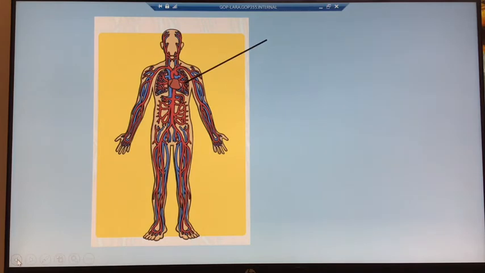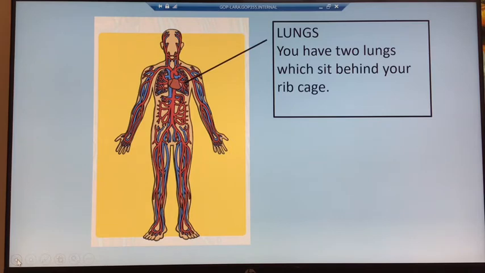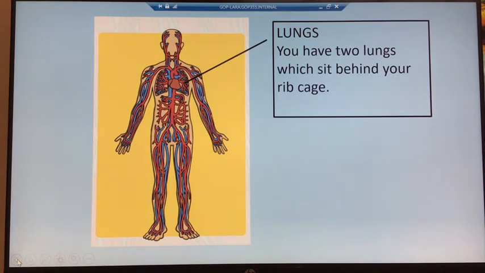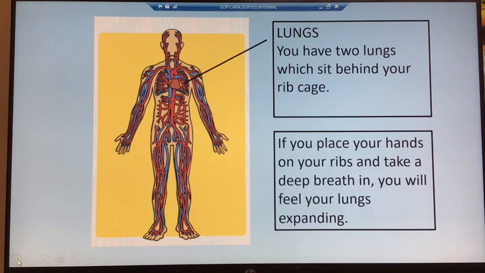So we've talked about our blood vessels, we've talked about the heart. Let's talk about the lungs. You've got two lungs, you've got a left lung and a right lung, and they sit behind your rib cage. If you place your hands on your ribs and take a deep breath in, you will feel your lungs expanding. And when you breathe out, the lungs go back to the position that they were at the beginning. This is called respiration, breathing in and breathing out, and your rib cage moves outwards and it takes your lungs with it, and air fills the lungs.